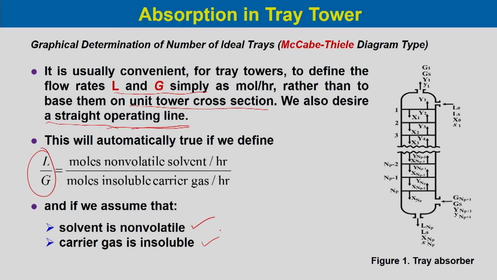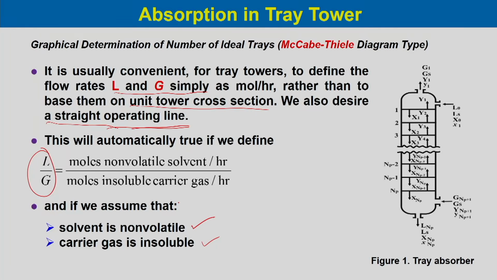So, if we have a mixture of certain components like oxygen and nitrogen, and we consider nitrogen inert, insoluble in the solvent, and oxygen only soluble, and if we take a solvent which does not vaporize, essentially non-volatile in nature, then this energy balance will be automatically satisfied and L by G remains constant.